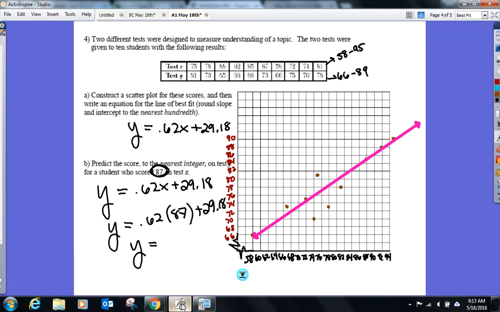Is that nearest integer? Whole number? What's it on your calculator right now? Okay, 83.1 tells me 83 stays 83. Okay, so that's to the nearest integer.